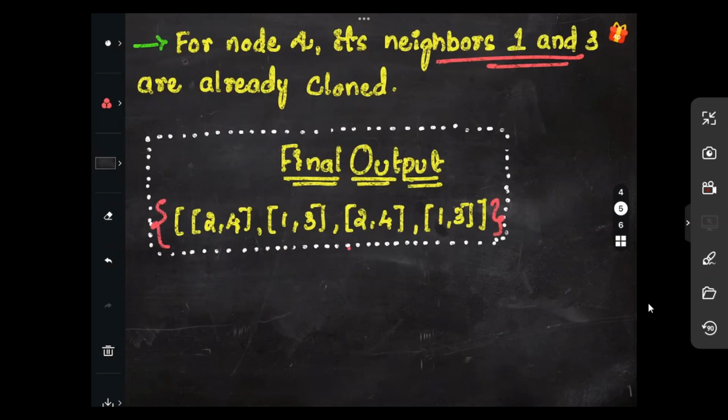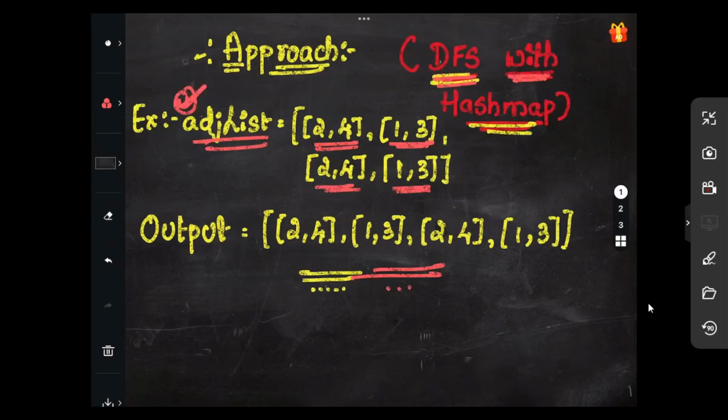So the final output would be 2 comma 4, 1 comma 3, 2 comma 4, and 1 comma 3, same as the adjacency list, right? The output that we got here is equivalent to the output that they have given for example 1 in the question. So our approach works absolutely correct in this case.